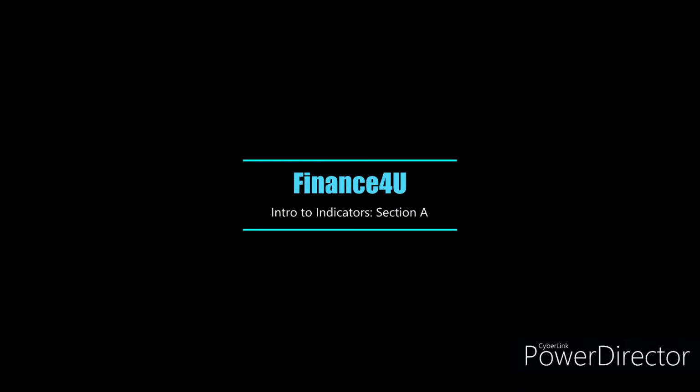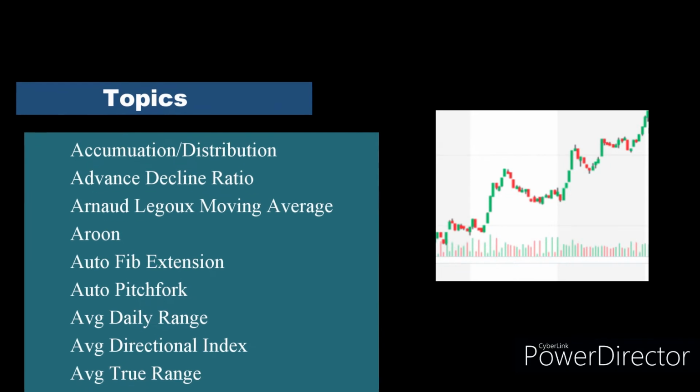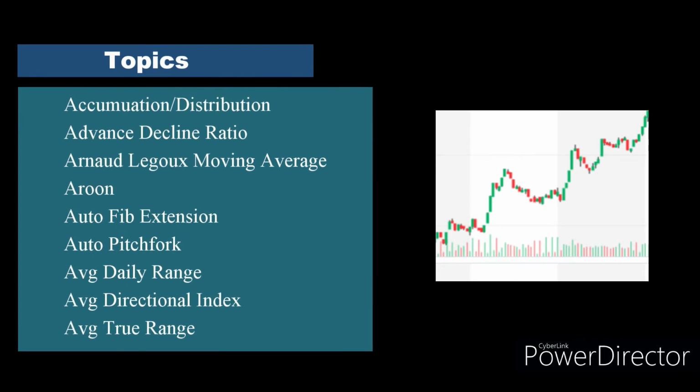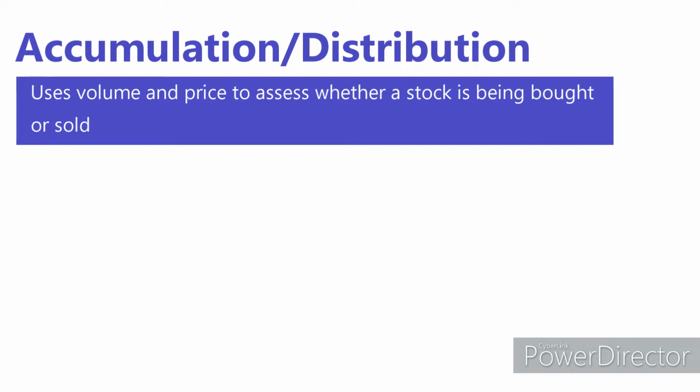This is Section A in the Intro to Indicators series, which explains the different types of charts and how to use them in order to make good investing decisions. Let's get started. First, we'll talk about accumulation distribution charts. These use volume and price to assess whether a stock is being bought or sold. Overall, these charts help show how strong a particular trend is.